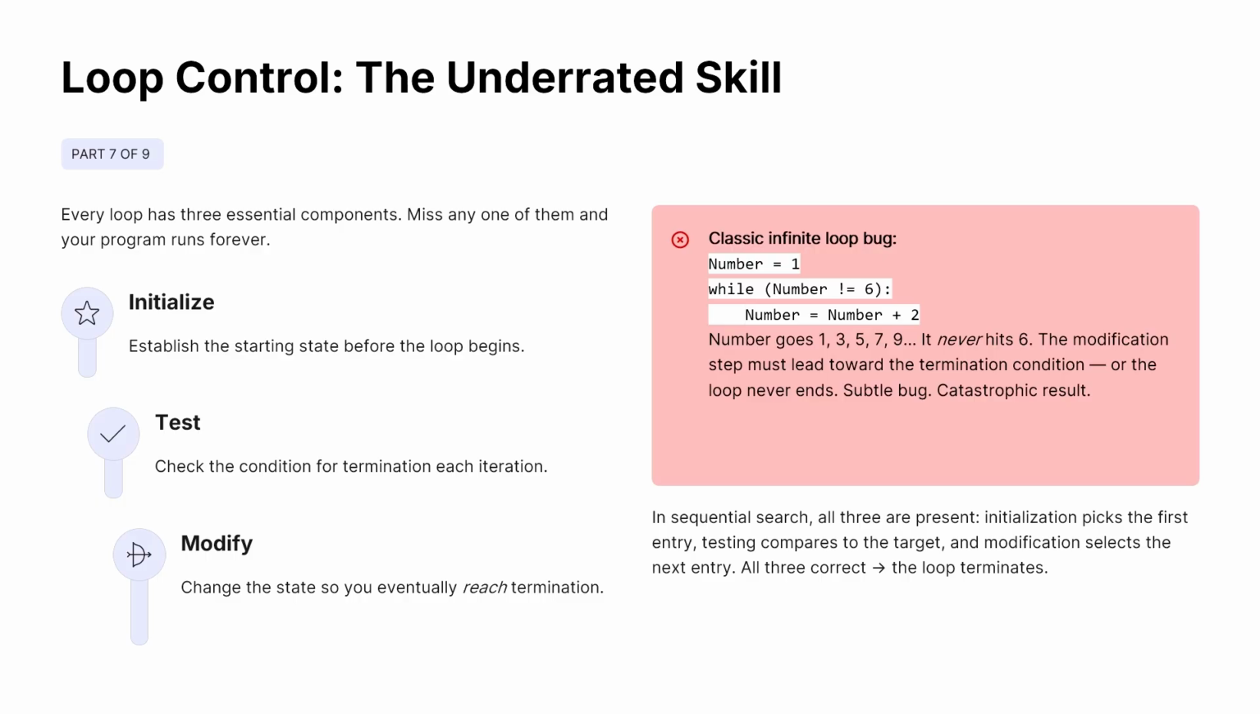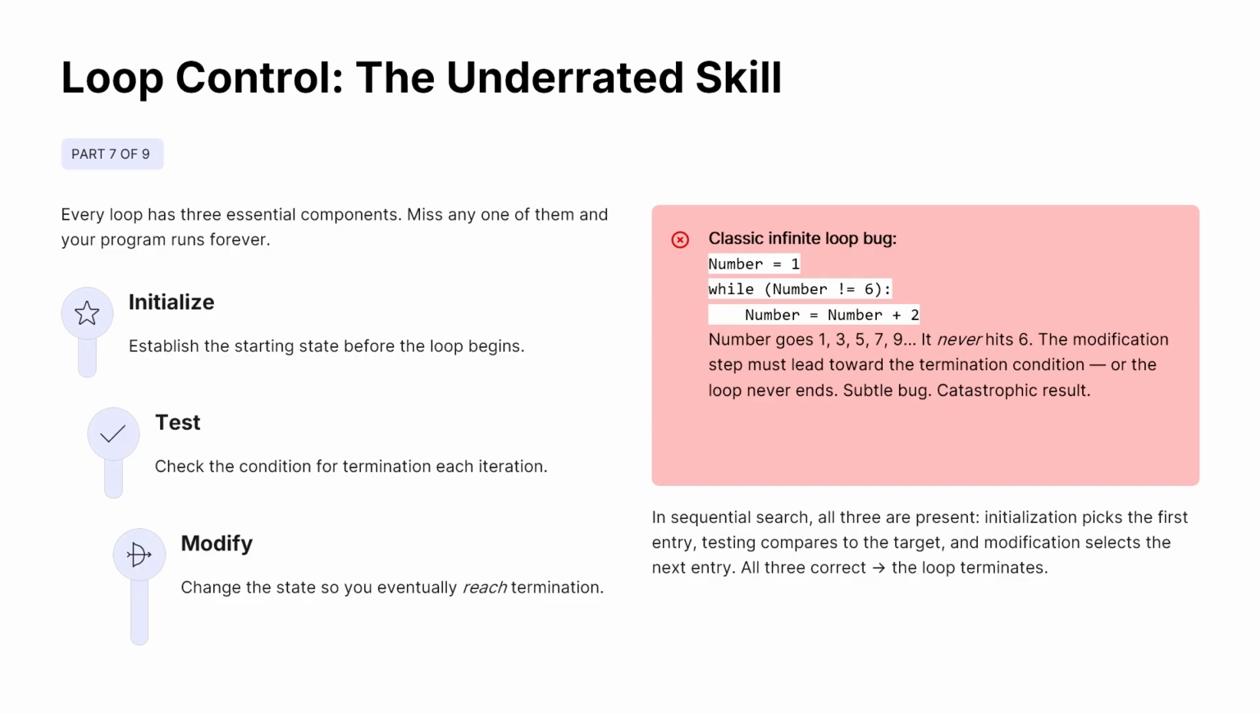Every loop has 3 components. Initialize, establish the starting state. Test, check the condition for termination. Modify, change the state so you eventually reach termination. All 3 must work together. Miss one, and you get an infinite loop. Here's a classic mistake. number = 1. while (number != 6): number = number + 2.